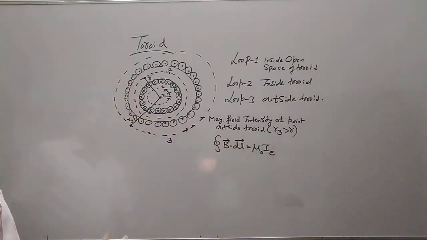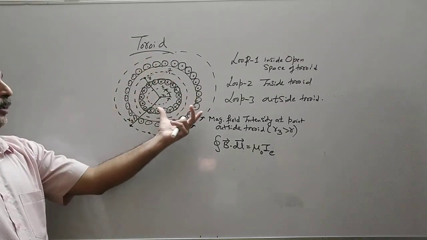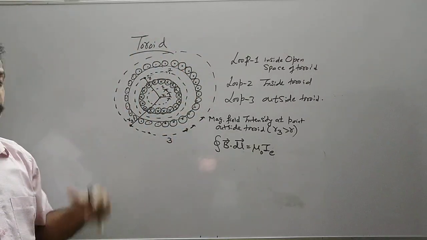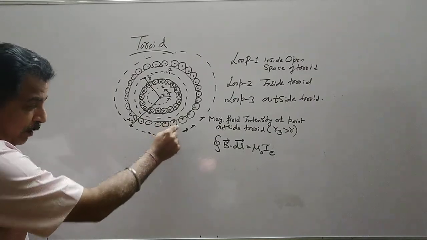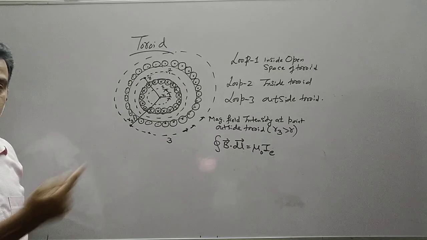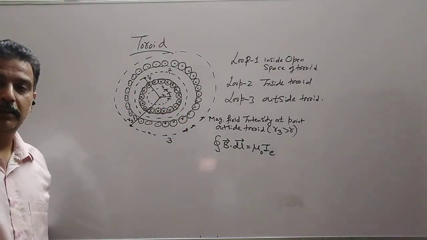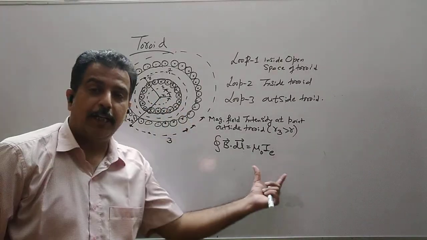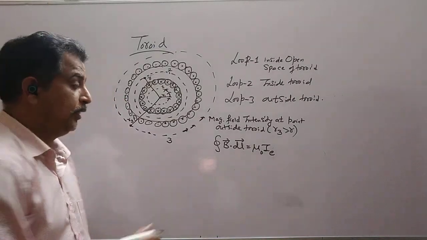So though it seems that there is a current in a toroid, and you are outside, you have to remember that whatever amount of current comes out to this point, the same amount will bend inward and go back. So what will the total current be? It will be 0.